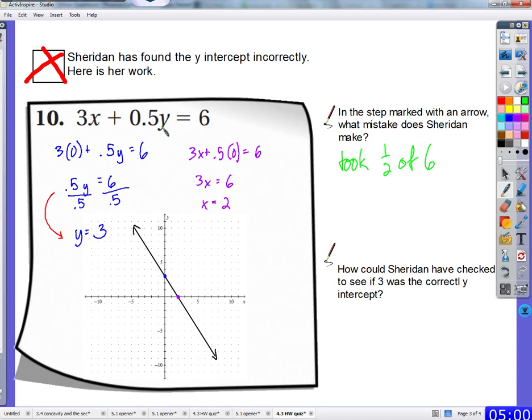And they won't work. We need to have a 12 there for y if we want to wind up with 6. So plug in x equals 0, y equals 3, and see if it comes out to be equal to 6.